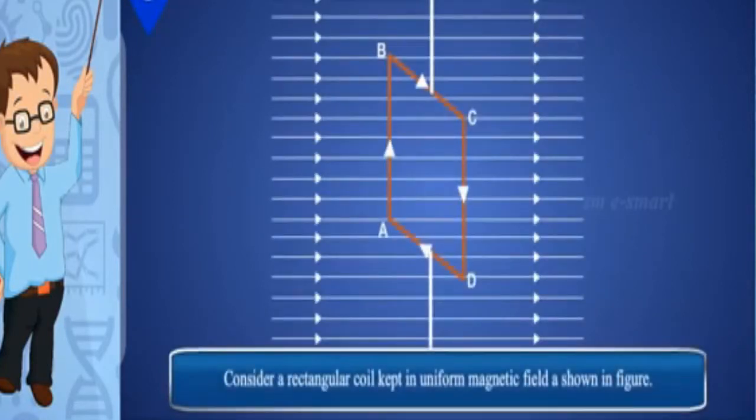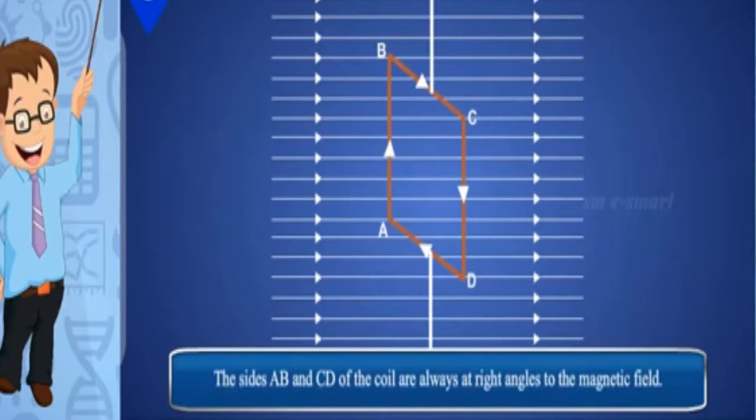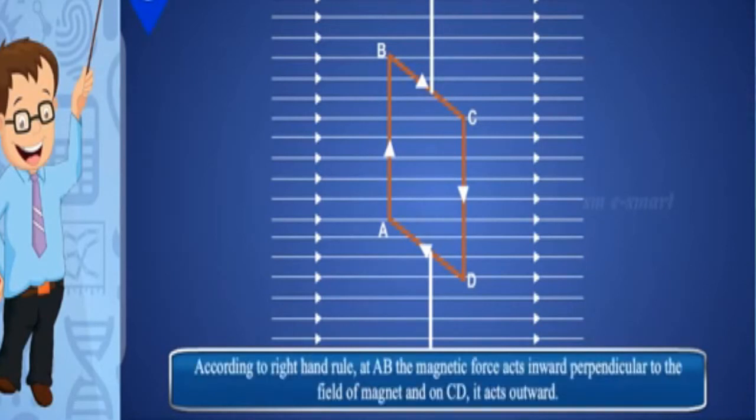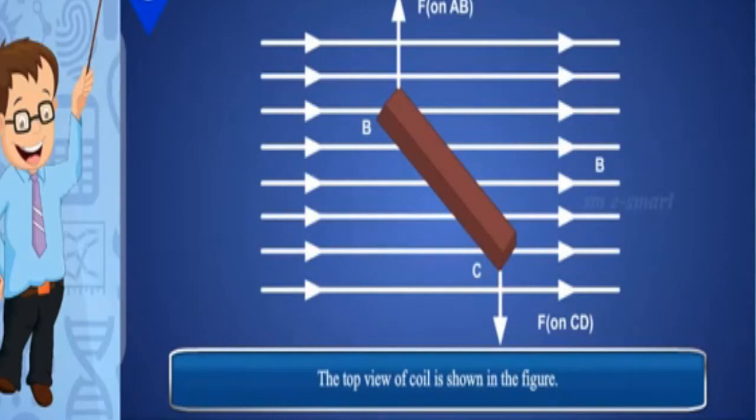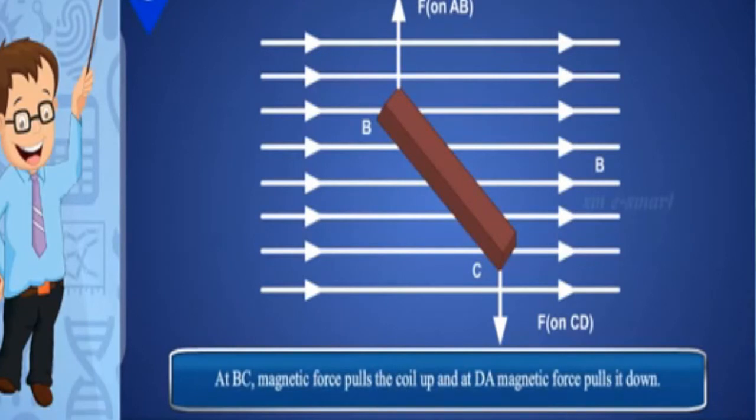Consider a rectangular coil kept in a uniform magnetic field as shown in the figure. Switch on the circuit so that the current flows through the coil. The direction of current is shown in the figure. The sides AB and CD of the coil are always at right angles to the magnetic field. According to the right-hand rule, at AB the magnetic force acts inward perpendicular to the field of the magnet, and on CD it acts outwards. The top view of the coil is shown in the figure. The force on the sides BC and DA varies because they make different angles at different positions of the coil in the field. At BC, the magnetic force pulls the coil up, and at DA, the magnetic force pulls it down.